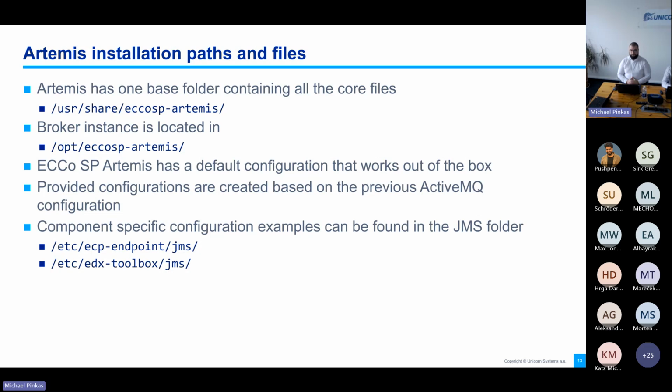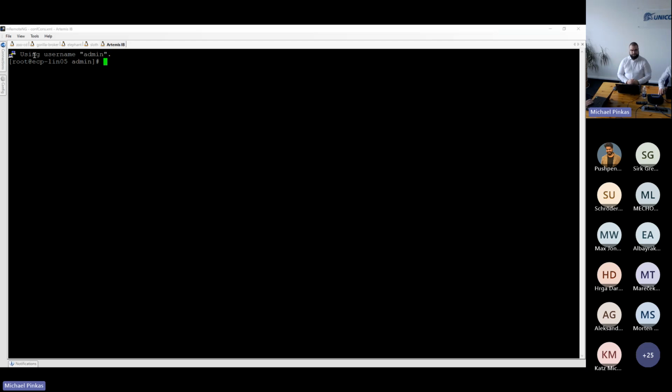There are also component-specific configurations which can be found in the endpoint and toolbox configuration files, because the ECCo Artemis as is comes with somewhat generic configuration, which works with both the endpoint and toolbox. And we can go through the files in the actual installation.